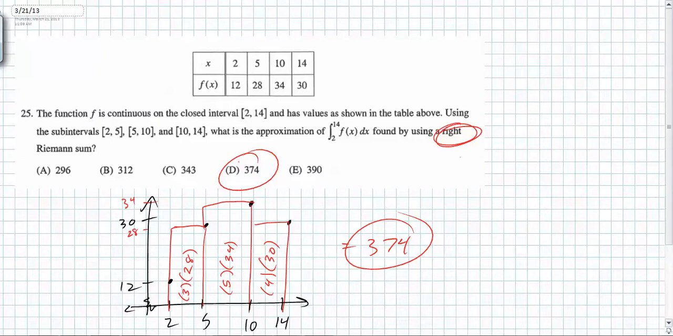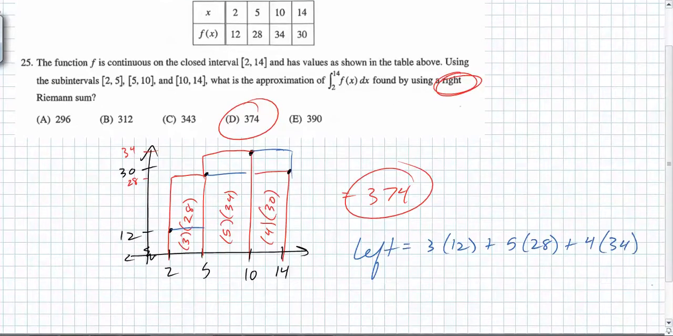So what would left hand be if you did the left hand, just for example? My guess is it's there. If you do the left hand, it would be that height, and this height right there. You see that right there? So this is the right, sorry. So what would the left be? It'd be 3 times 12 plus 5 times 28 plus what? 4 times 34. It might be about the same because one of them went above.